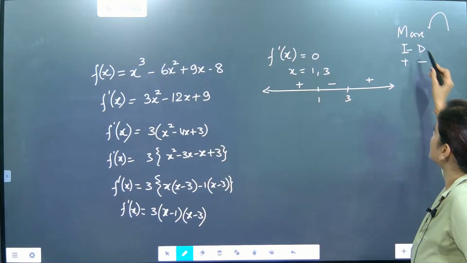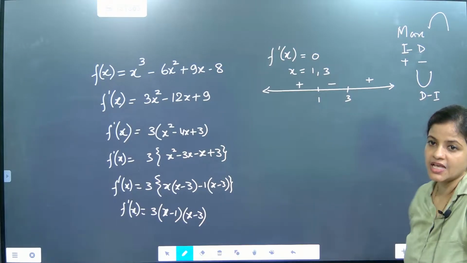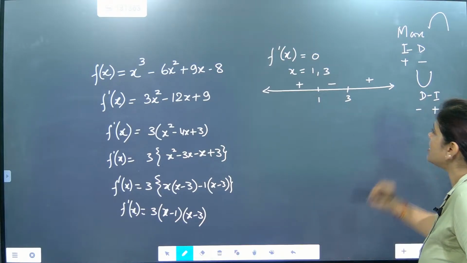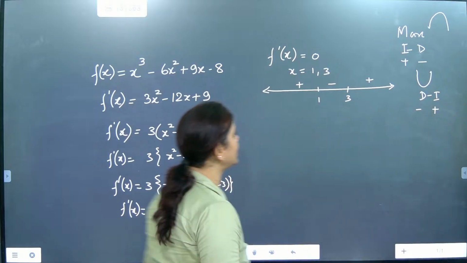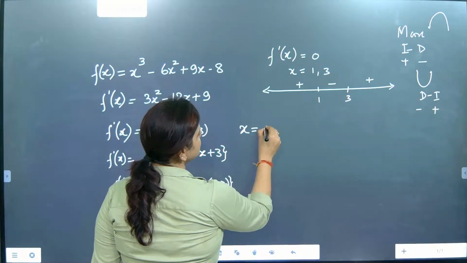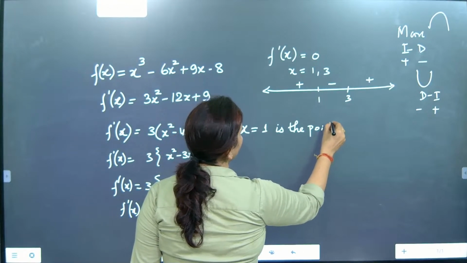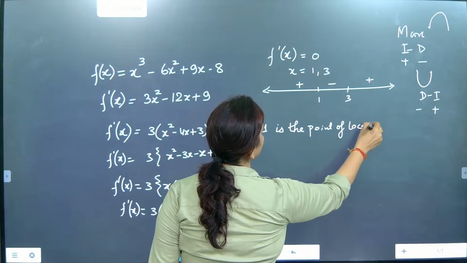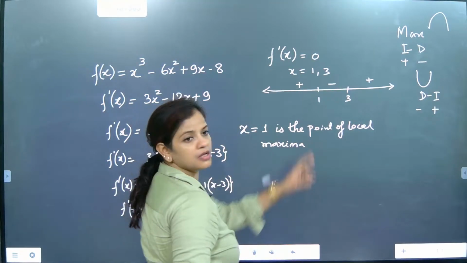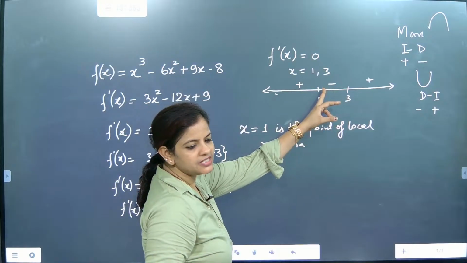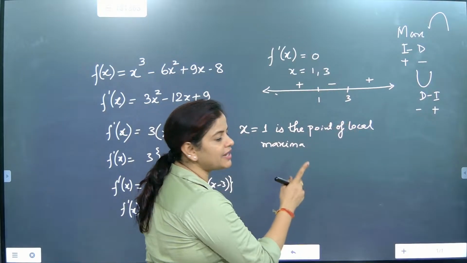Got it? And this one is decrease to increase, and decrease to increase means minus and plus. So minus and plus is coming on 3. So what are we going to write? X is equal to 1 is the point of local maxima. How, beta? Plus minus is there. Plus minus means maxima. Minus plus is minima.